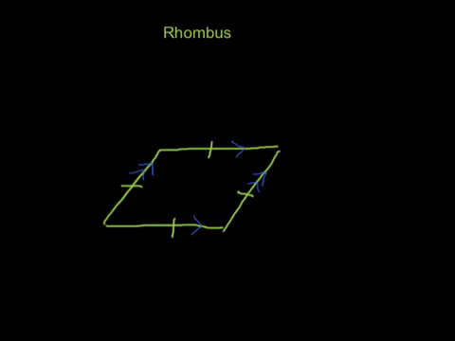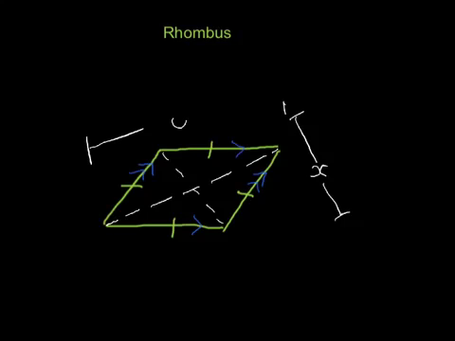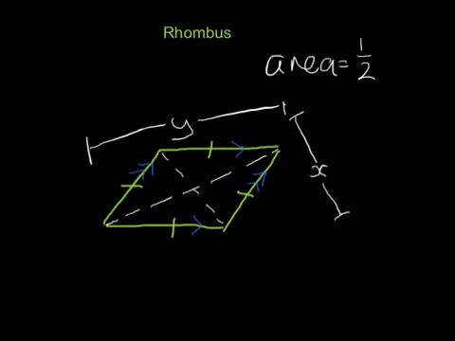To calculate the area of a rhombus, we need to know 2 things. We need to know how long this length is from that corner to that corner, and we can call that x. And we also need to know the length from this corner to the other one, and we call that y. The area for this shape is a half times x times y, or x times y divided by 2.